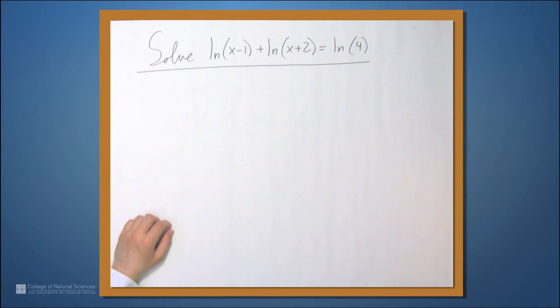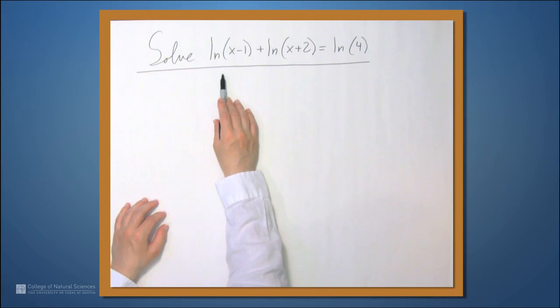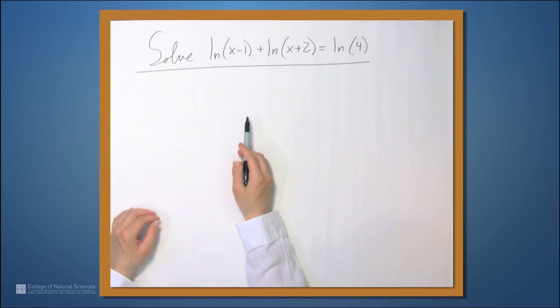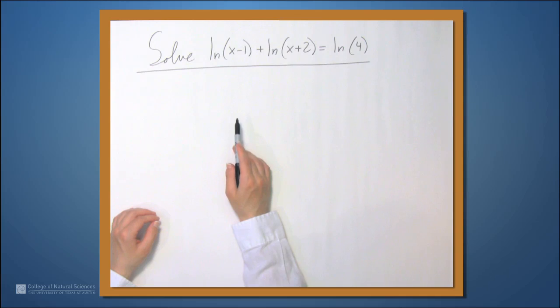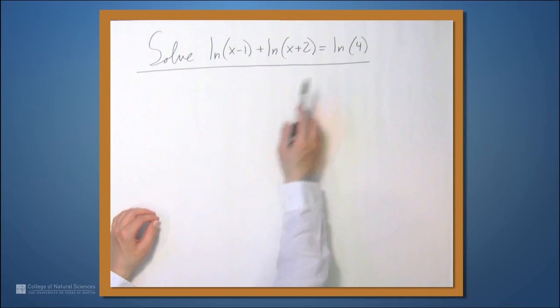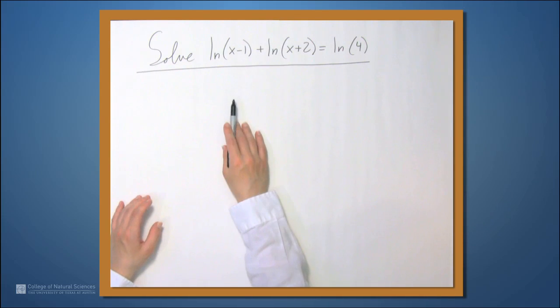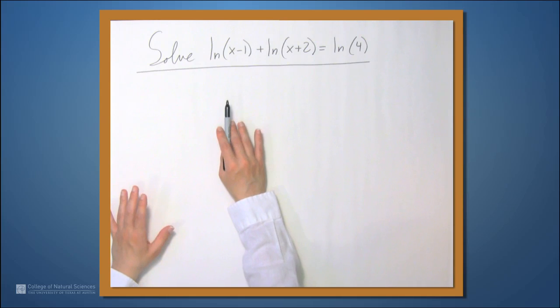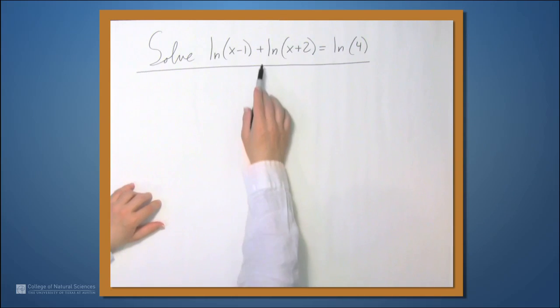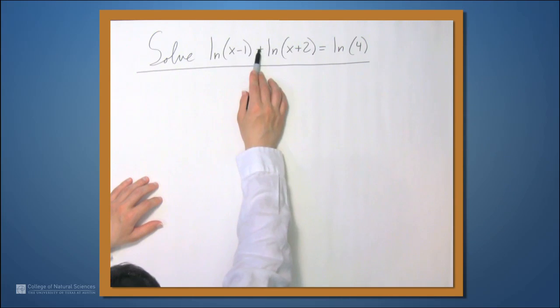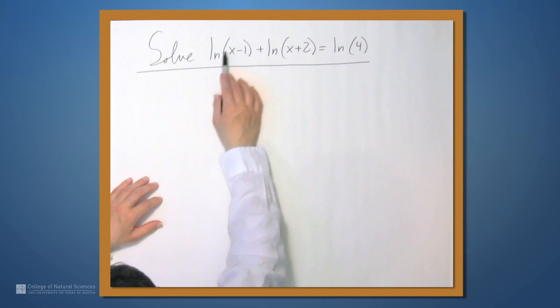So we're here at the example table, and in this video we're going to solve the equation natural log of x minus 1 plus natural log of x plus 2 equals the natural log of 4. Now we see the sum of natural logs, we should think immediately logarithm rules. And we can turn this sum on the outside into a product on the inside.